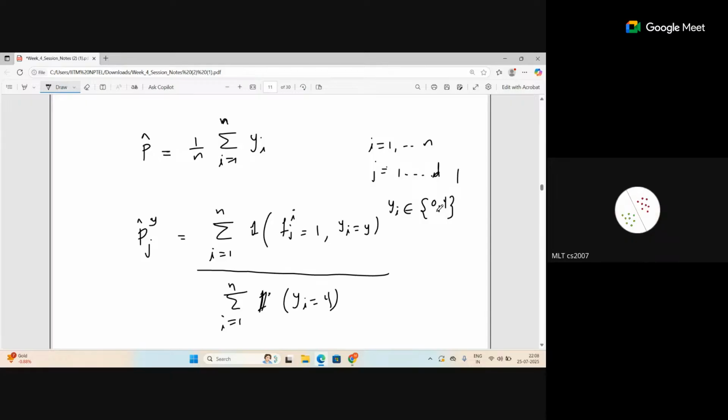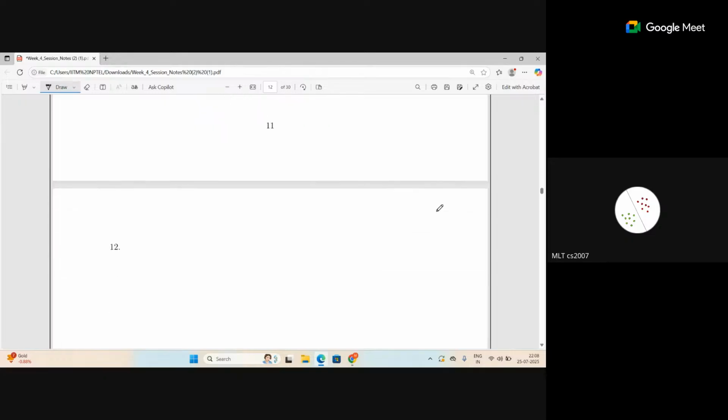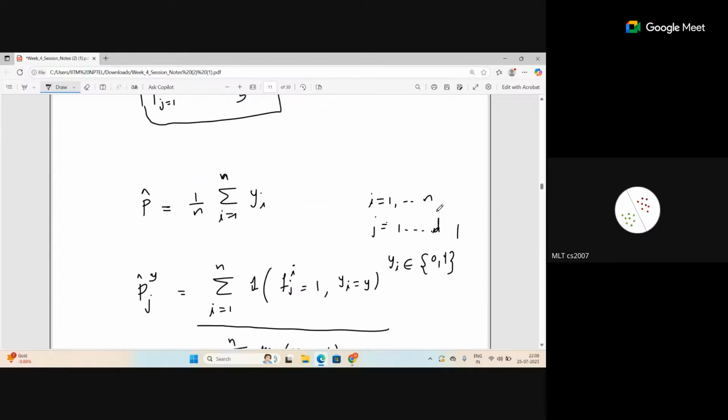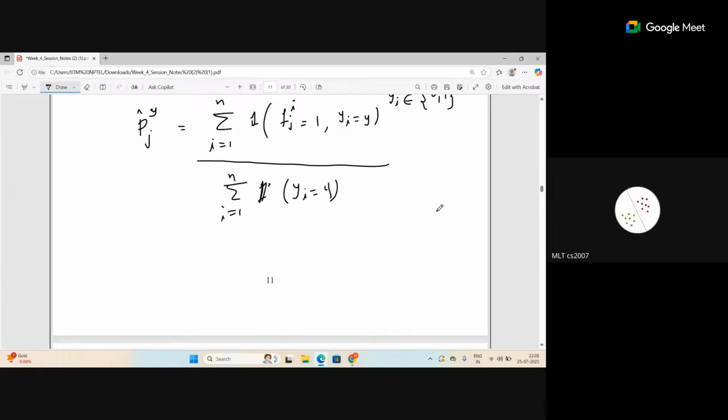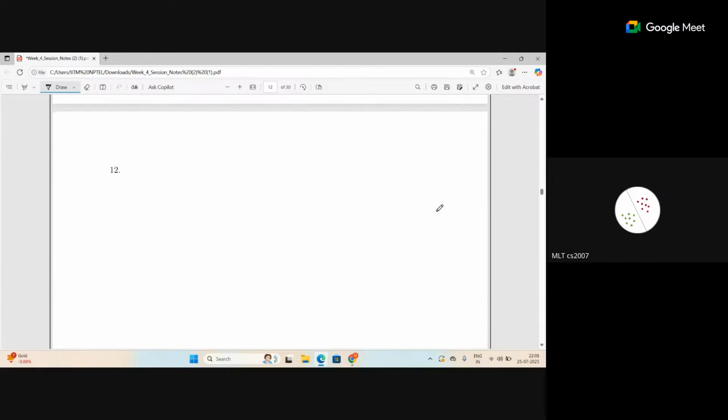These are the parameters we have found out from the maximum likelihood estimate. But this is what happened during our training part, based on the data. Is that okay? Yes, sir. Now I need to predict also, right? If any new data point comes in, I need to find out its label, correct?